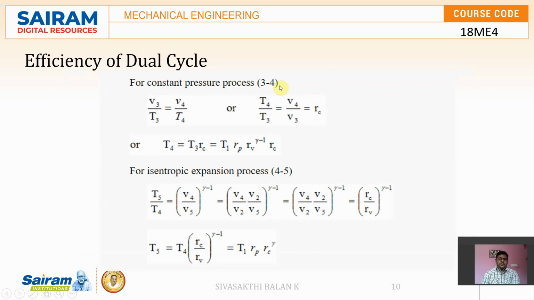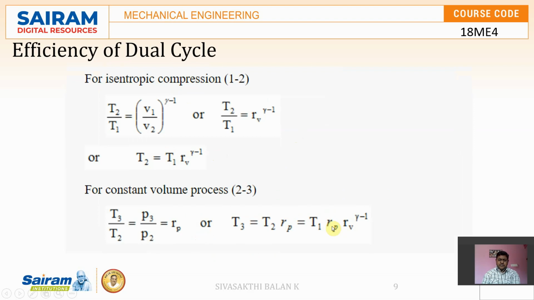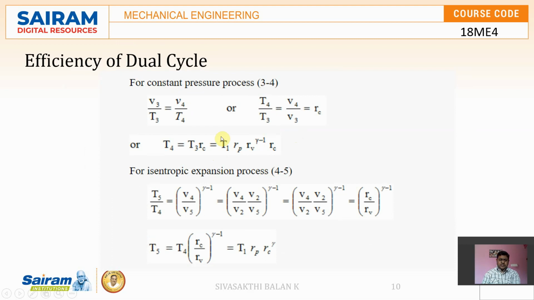And the process 3 to 4 is a constant pressure heat addition process, and pressure is constant, so we are going to relate volume and temperature. The temperature ratio T4 by T3 is equal to V4 by V3, that is nothing but the cutoff ratio. So, T4 is nothing but, cross multiplying, T3 into RC, and we know that previously T3 is equal to T1 into pressure ratio and compression ratio to the power gamma minus 1. You replace this one, so T4 we will also get in terms of T1.